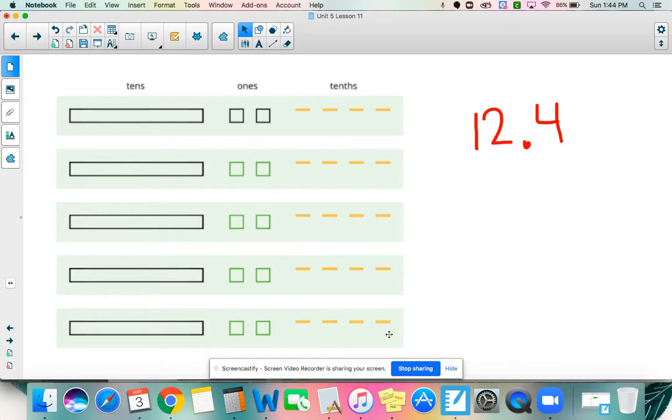Hopefully seeing the comparison of the long division and the visuals, it's a little bit more like, okay, I can see why all this happens. Not that you're going to want to draw it out every time.